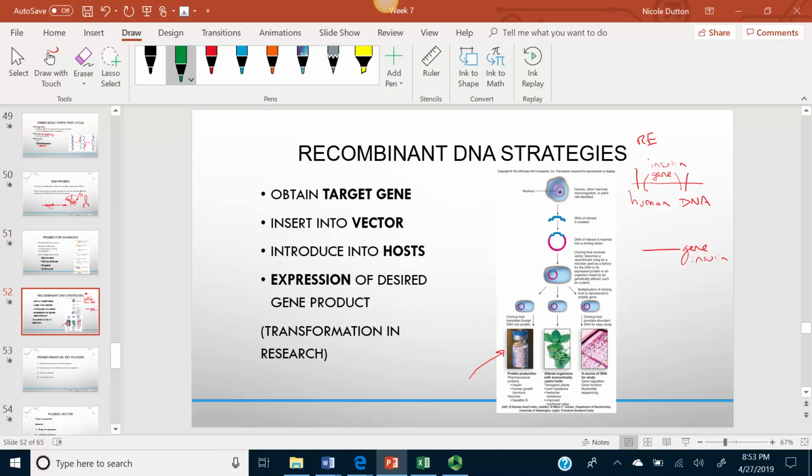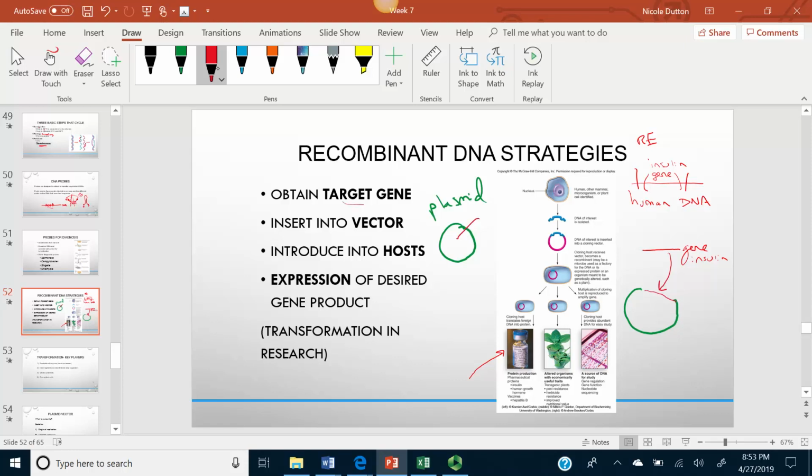Now we're going to take a plasmid vector and we're going to use those same restriction enzymes to cut open the plasmid. So when the plasmid gets cut open, it's an open ring structure. So we can glue the gene for insulin into our plasmid.